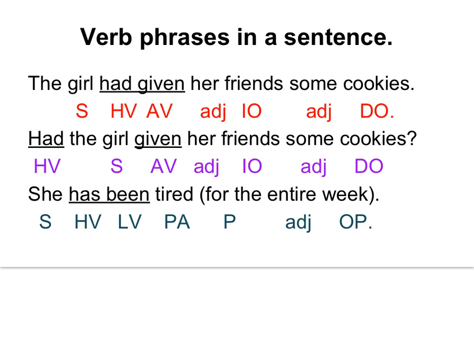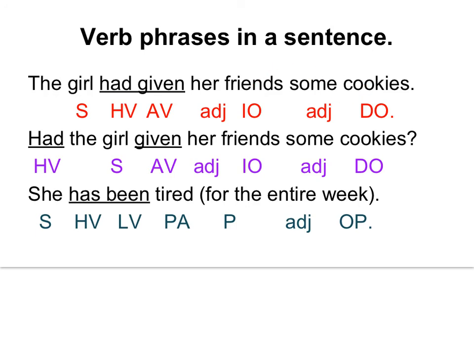Finally, I just want to give you a reminder about how we see verb phrases in a sentence and what the structure of sentences end up looking like. In this sentence, the girl had given her friend some cookies. I've got my subject, then I have this verb phrase, and I know that the last verb in the verb phrase is either going to be an action verb or a linking verb. Every other verb in that verb phrase is going to be a helper, and those come before the main verb. The girl had given, what had she given? Some cookies. To whom? To her friend.